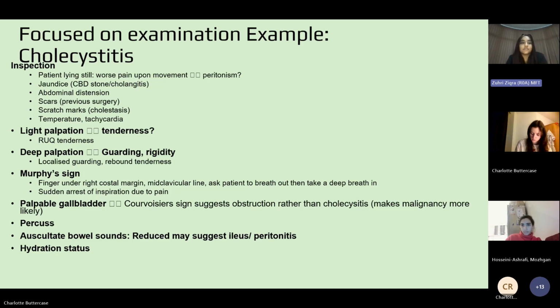Then go into palpation. Is there any tenderness? Again, right upper quadrant tenderness. When you're deeply palpating, are they guarding? Are there any signs of rigidity? Again, Murphy's sign. Can someone quickly tell me what Murphy's sign is and what it indicates?